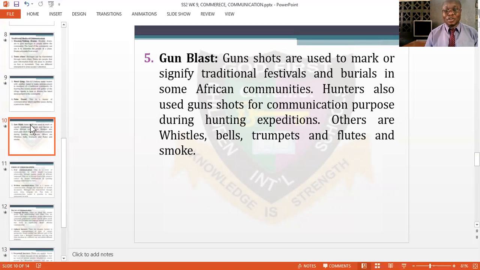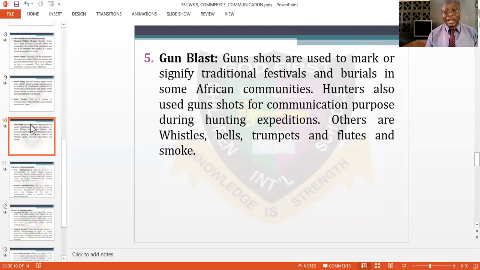So they use this gun blast during the time of burials or during the time of festival. They use gun blast or gunshots. So especially hunters are using this. Hunters also use gunshots for communication purpose during hunting expedition.